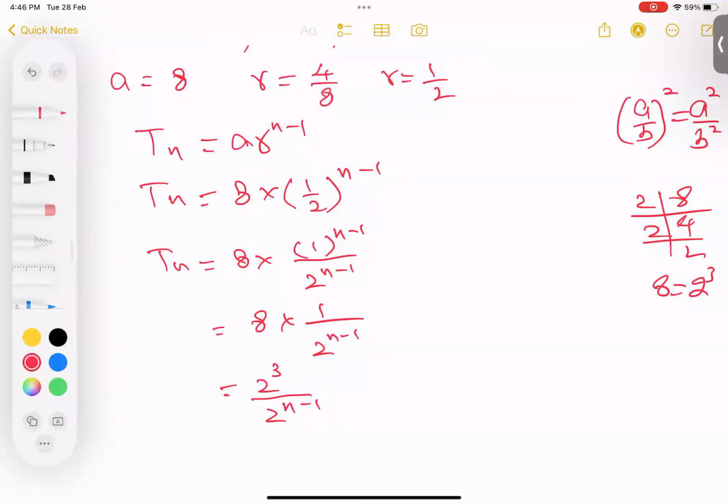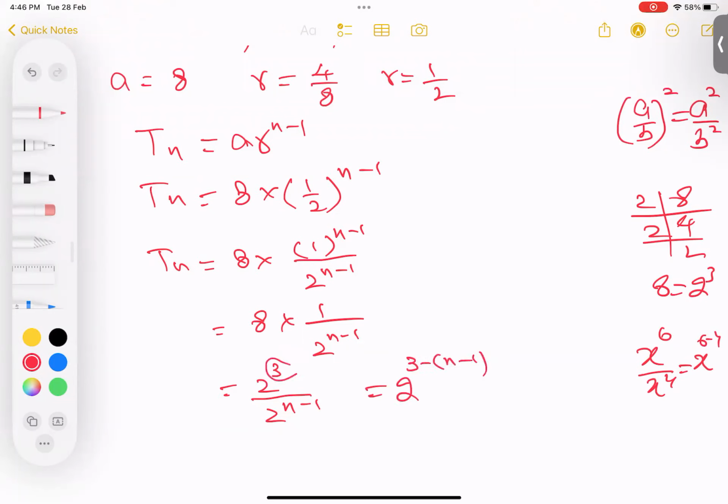So what is basic algebra? X to the power 6 by x to the power 4. If the same base is dividing each other, we subtract the powers. So 6 and 4 subtract. This is the way to answer. So same here up. So how to do it? 2 to the power 3 minus n minus 1.